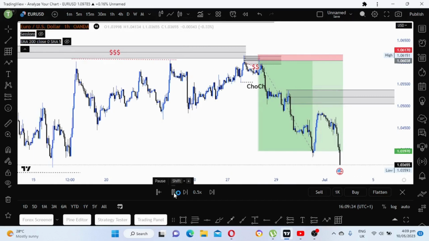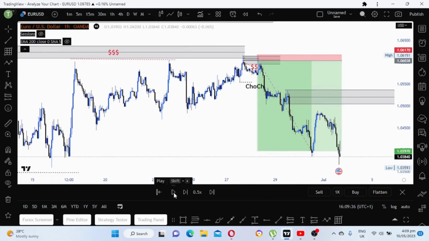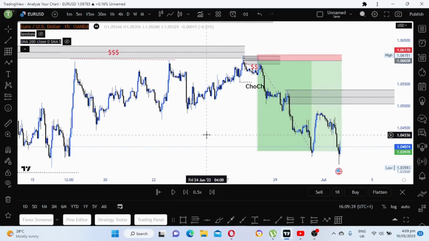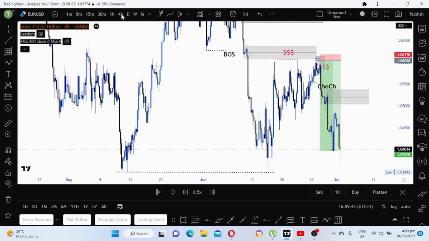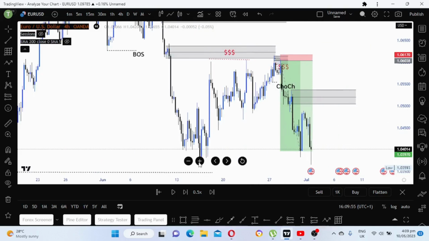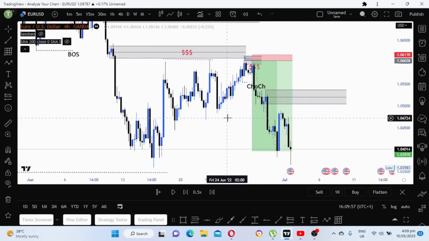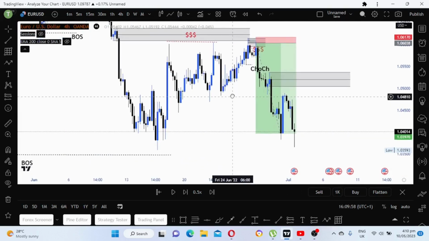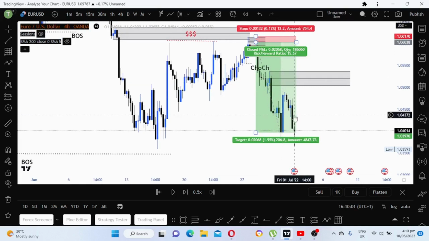As you can see, check how price moved, guys. Price couldn't go back to that zone, so I missed that second entry. We don't worry about that one. I don't mind that I missed an entry on the second supply zone. So we move on.